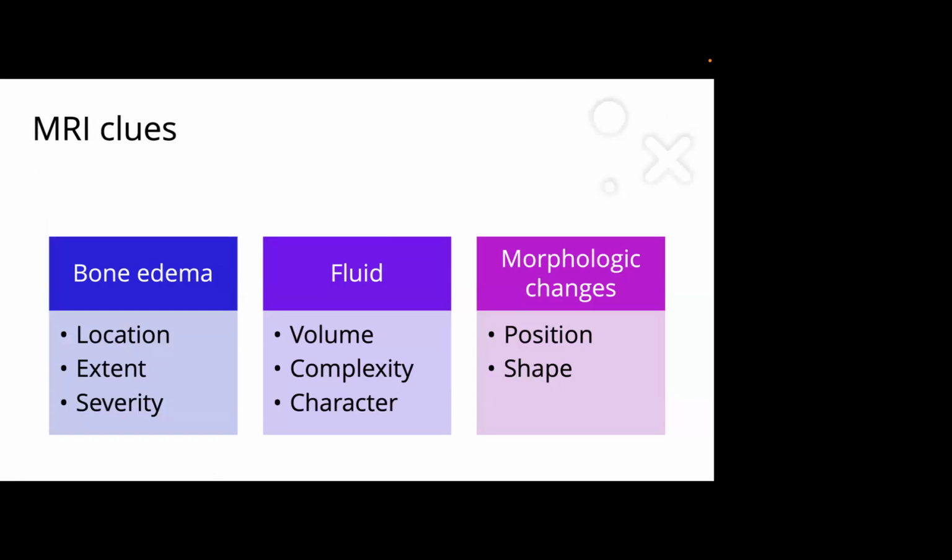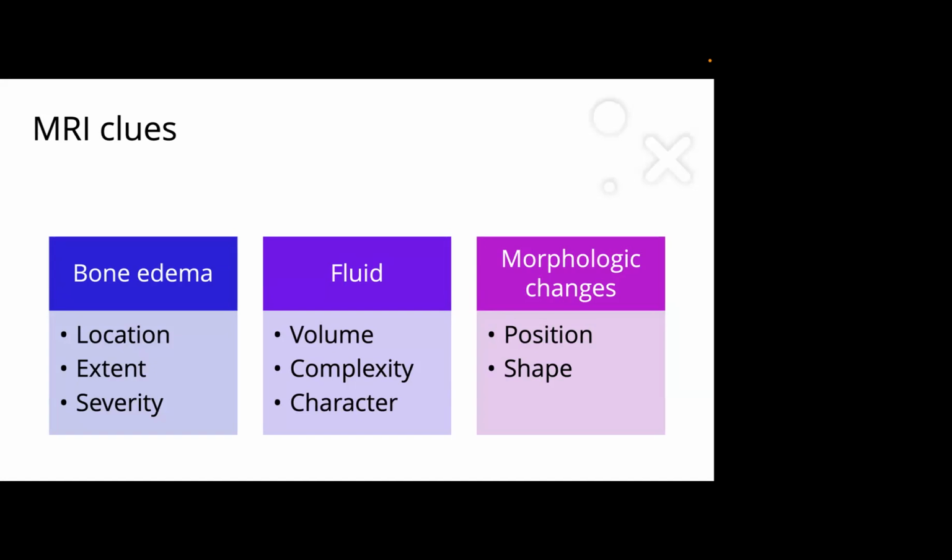Now, whenever we're approaching a hip MRI or any MRI for that matter, there are three things that we want to consider in a very basic sense. So one is you're going to look at the bone marrow edema. The second is you're going to look at the fluid. And the third is you're going to look at morphological or structural changes within different anatomy.